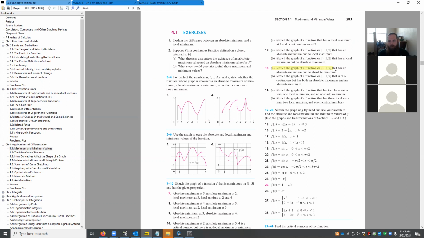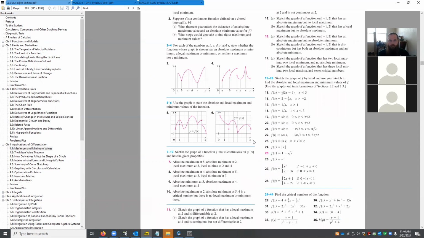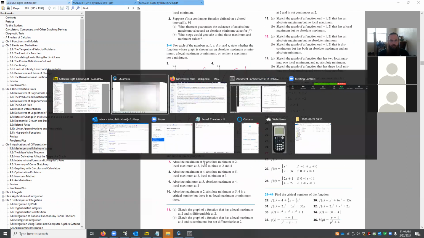Sketch a function that has an absolute max but no absolute min. Okay, so I'm going to work numbers 11 and 13 here for you, and I would like you guys to come in and work some of these on your own too.